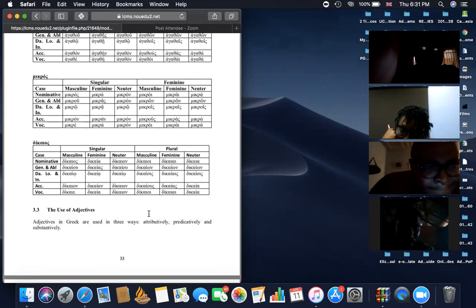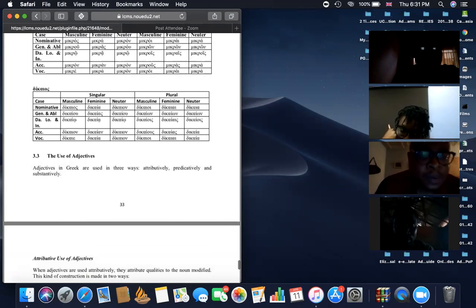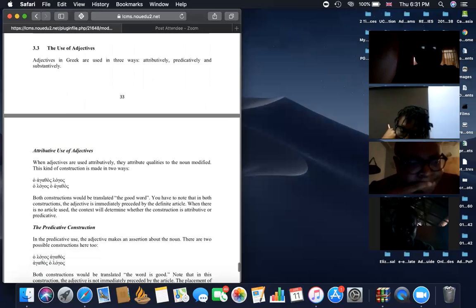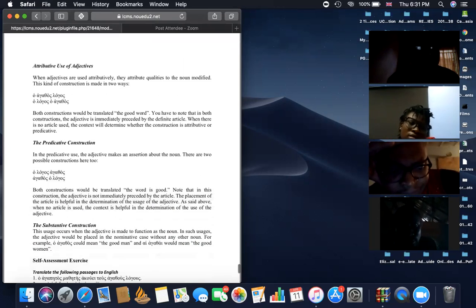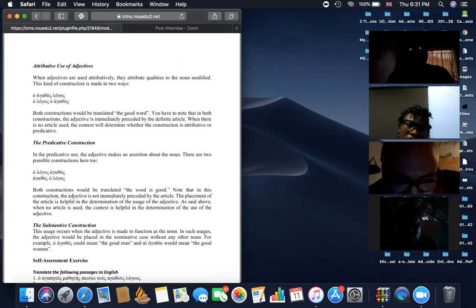We have 10 minutes more, so let me quickly go on to the use of adjectives. Now, adjectives are used in three ways, okay? Adjectives are used attributively, predicatively, and substantively. Now, let's begin from the attributive use. When adjectives are used attributively, they attribute qualities to the noun they modify. There are two examples of the way this can be done.